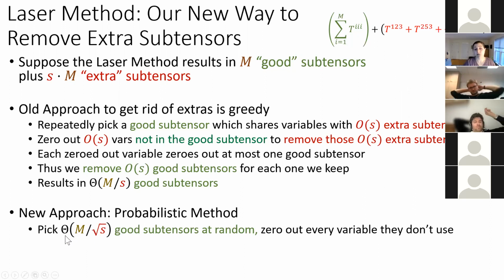And because of this, we show that there is a way to pick M over square root of S of these so that it works out. If there is a way, there's an algorithm. So we show the existence of an algorithm, and you can also get the algorithm if you think about it a little more.